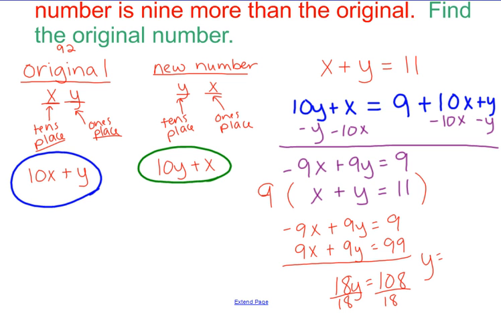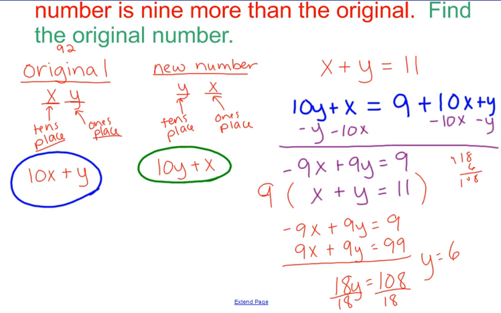So what do you think 108 divided by 18 is? I'm going to go with 6. How's that sound? If you're not sure, you always can check your work. Oh, look, I did it. Okay, so I found y to be 6. Meaning, in my original number now, this is what I'm finding.